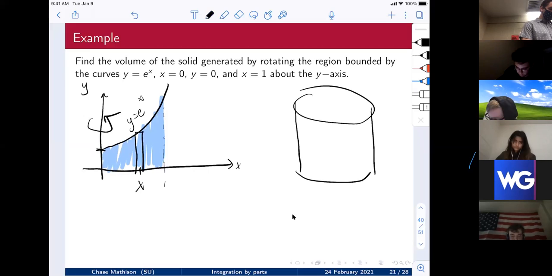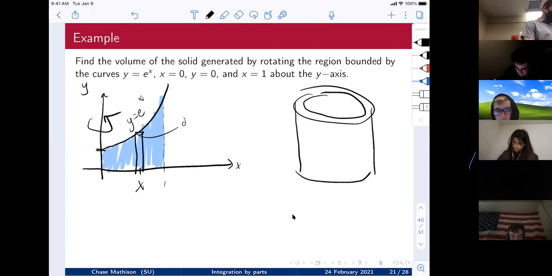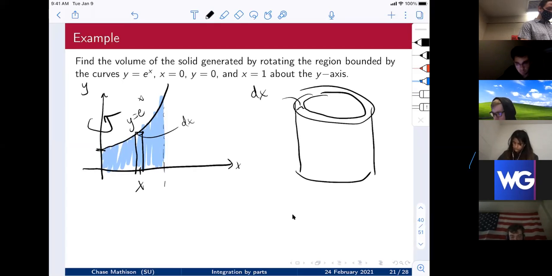I'm going to get a cylindrical shell. Well, I haven't said what the width of this is: dx. So that means the width of the shell is dx. What's the radius of this shell? Yeah, that's just x. Very good. And what's the height of the shell? E to the x. Perfect.